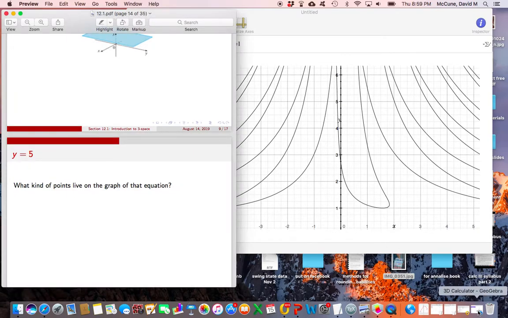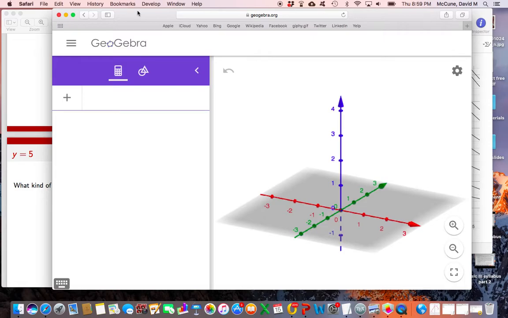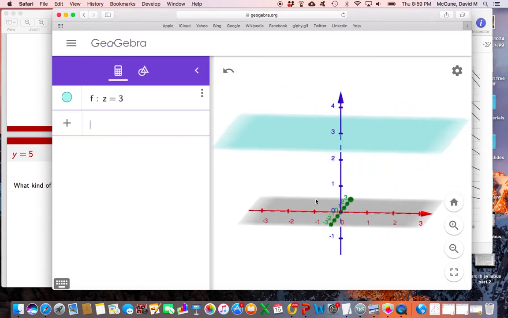Let me go to the GeoGebra calculator. This is the link from your syllabus that graphs in 3D. So I'm going to tell it z equals 3. And notice what it graphs. It graphs a plane now, not a curve, but a plane. So notice the dimensions have increased, right? Our graphs used to be one-dimensional. They used to be curves. And now we get graphs that are surfaces.